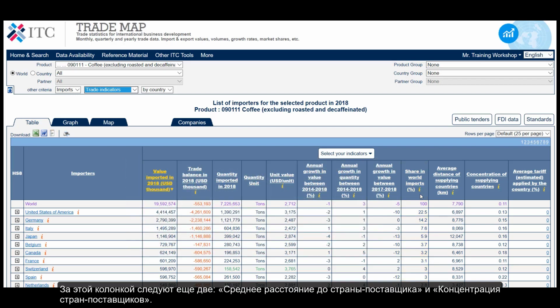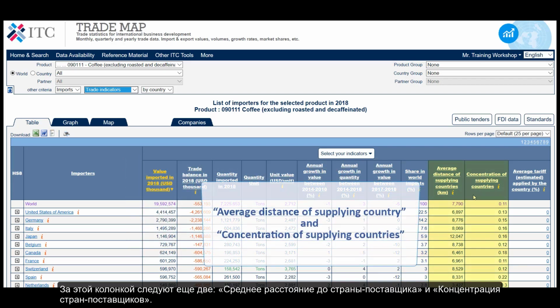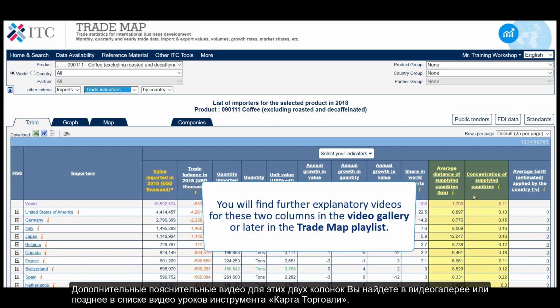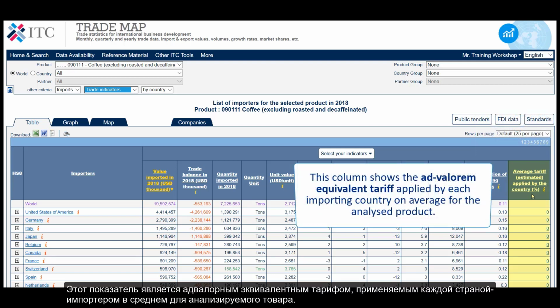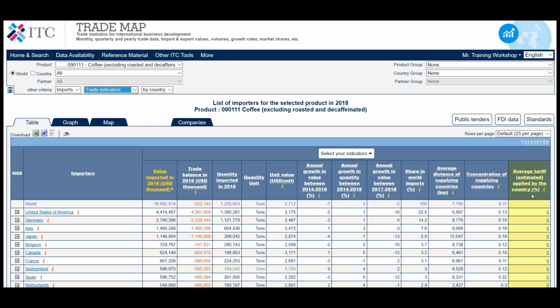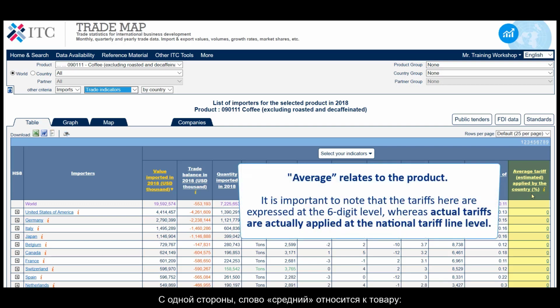This column is followed by 2 other columns: average distance of supplying country and concentration of supplying countries. You will find further explanatory videos for these two columns in the video gallery or later in the Trade Map playlist. The last column and final section indicates the level of tariffs applied by the country. This column shows the ad valorem equivalent tariff applied by each importing country on average for the analyzed product. On one hand, average relates to the product.